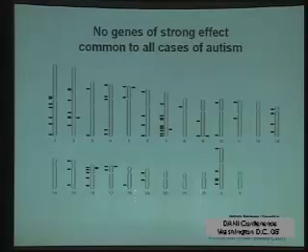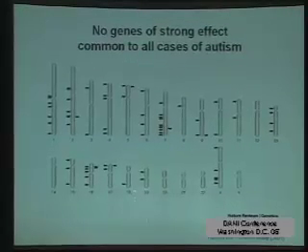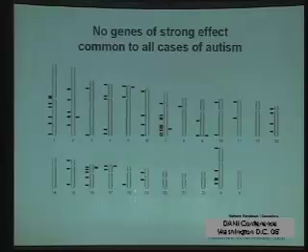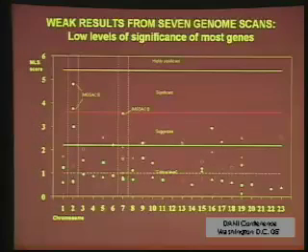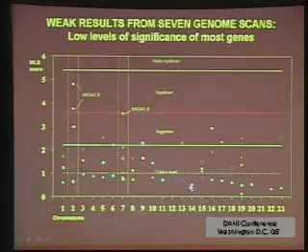This is a picture from a paper a few years ago showing all the places on the genome at that time that look like there may be genetic contributors to autism. It's all over the place. There's no genes of strong effect that seem to be common to all cases of autism. As of a few years ago from genome scans, significant would be above the red line. Most of the genes that were identified were far below that. So most of the genes have low levels of significance.